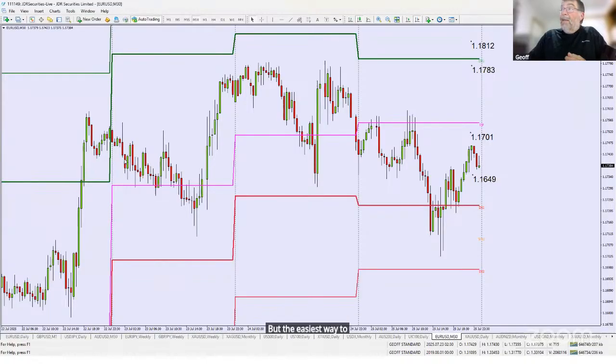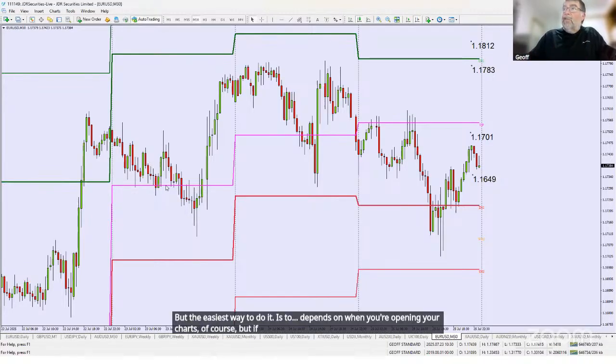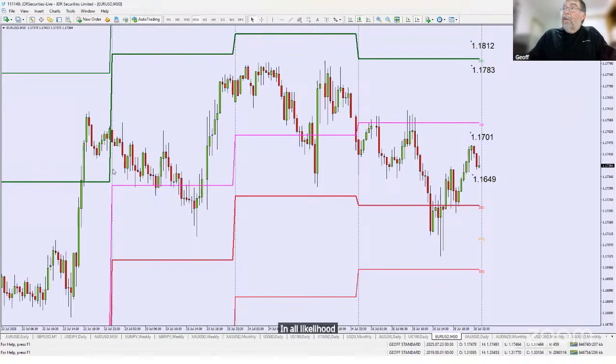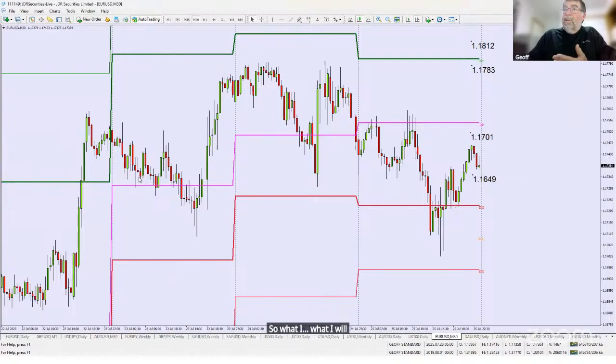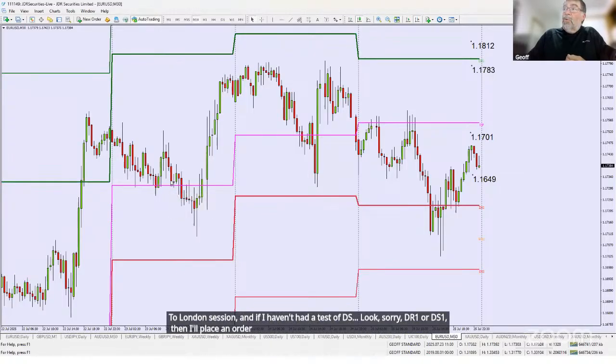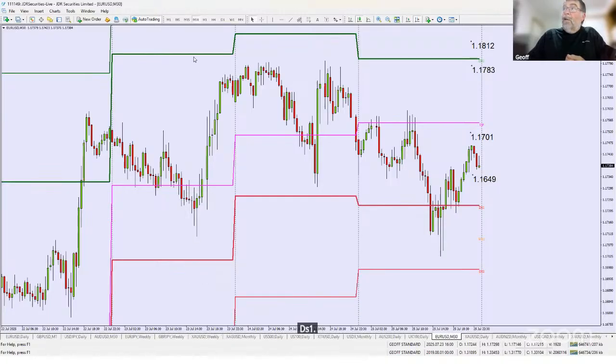But the easiest way to do it is, depending on when you're opening your charts, of course, if you're trading Asia session, in all likelihood price won't be anywhere near DR1 and it won't be anywhere near DS1. So what I will do, and I don't trade Asia session, so I come into London session, and if I haven't had a test of DR1 or DS1, then I'll place an order. The order will be I want to buy at DS1 and I want to sell at DR1.